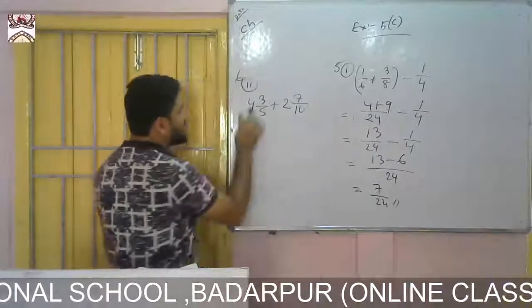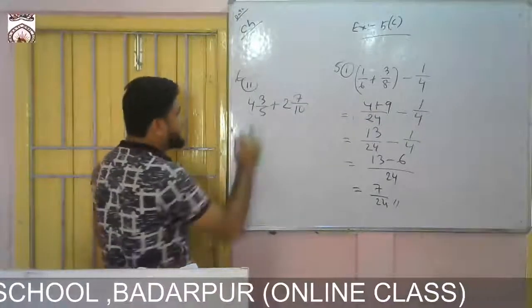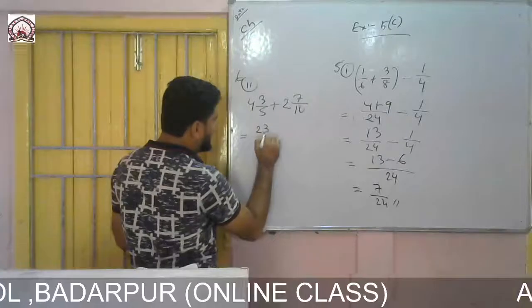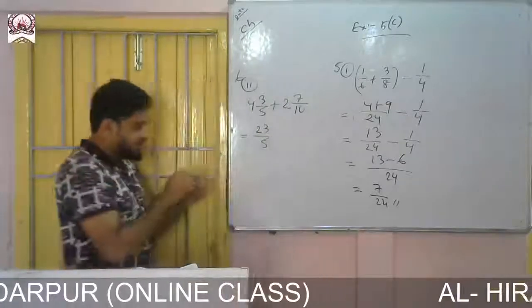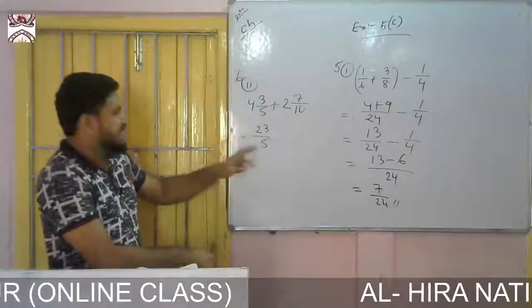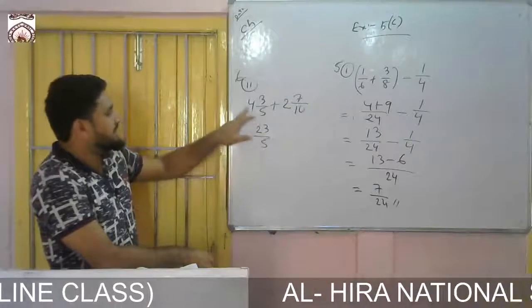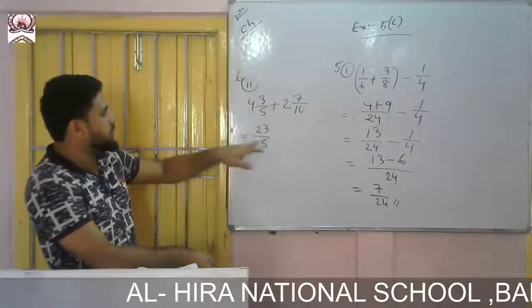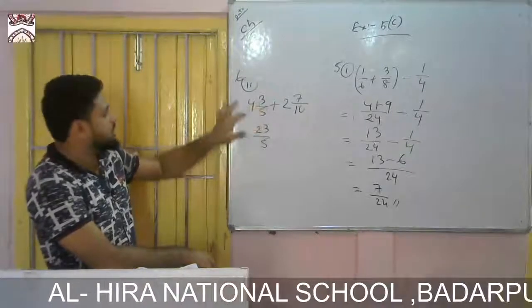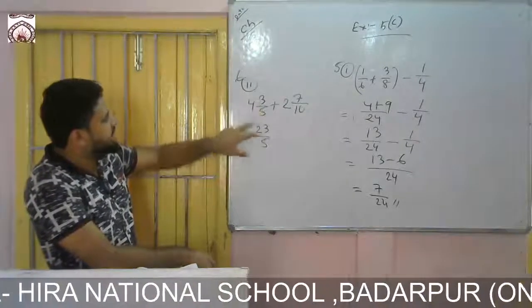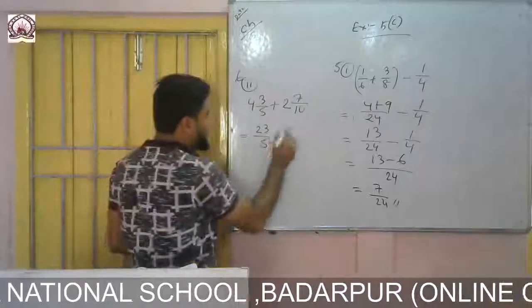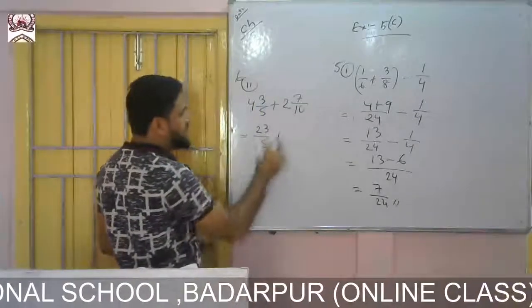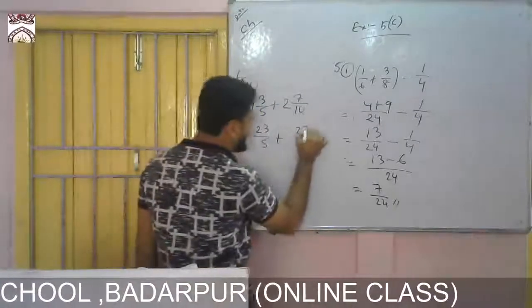So how? 4 5s are 20. 20 plus 3 is 23 by 5. These things you have learned in class 5. First you multiply the natural number with the denominator. 4 5s are 20, 20 plus 3 is 23, and you add the numerator. Plus 2 10s are 20. 20 plus 7 is 27.